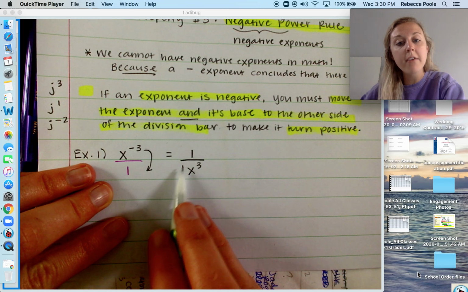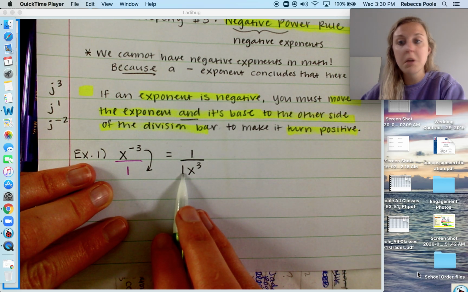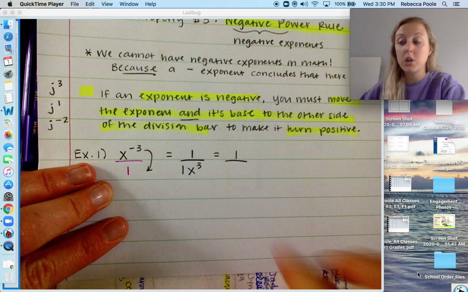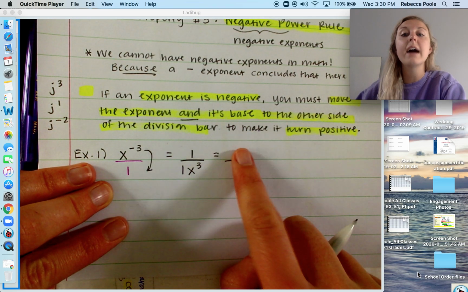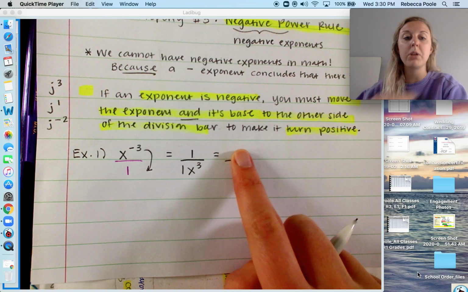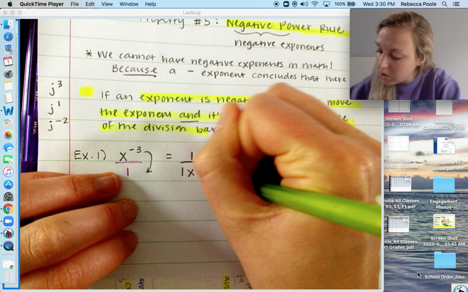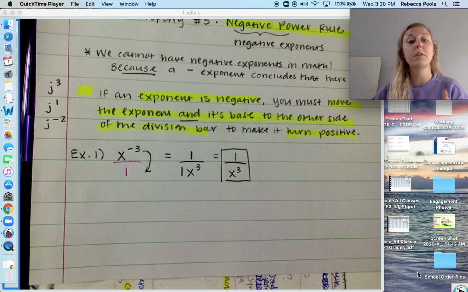Now, I know somebody's going to ask me this, so I'm going to go ahead and answer it. Do we have to have this 1 in front of the x? No, because it's understood. Do you have to have the 1 in the numerator? Yes, because there has to be something up there holding a place. Okay? So this is 1 over x cubed. And that's how you deal with negative exponents.